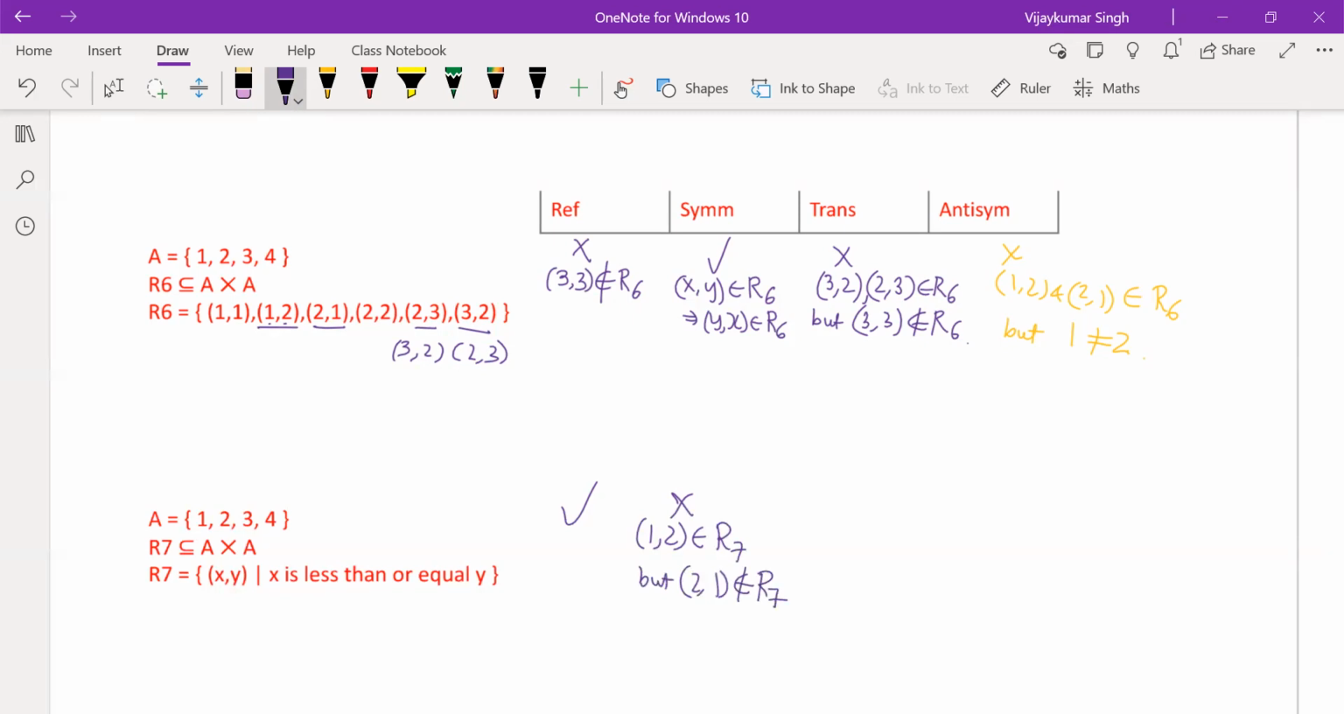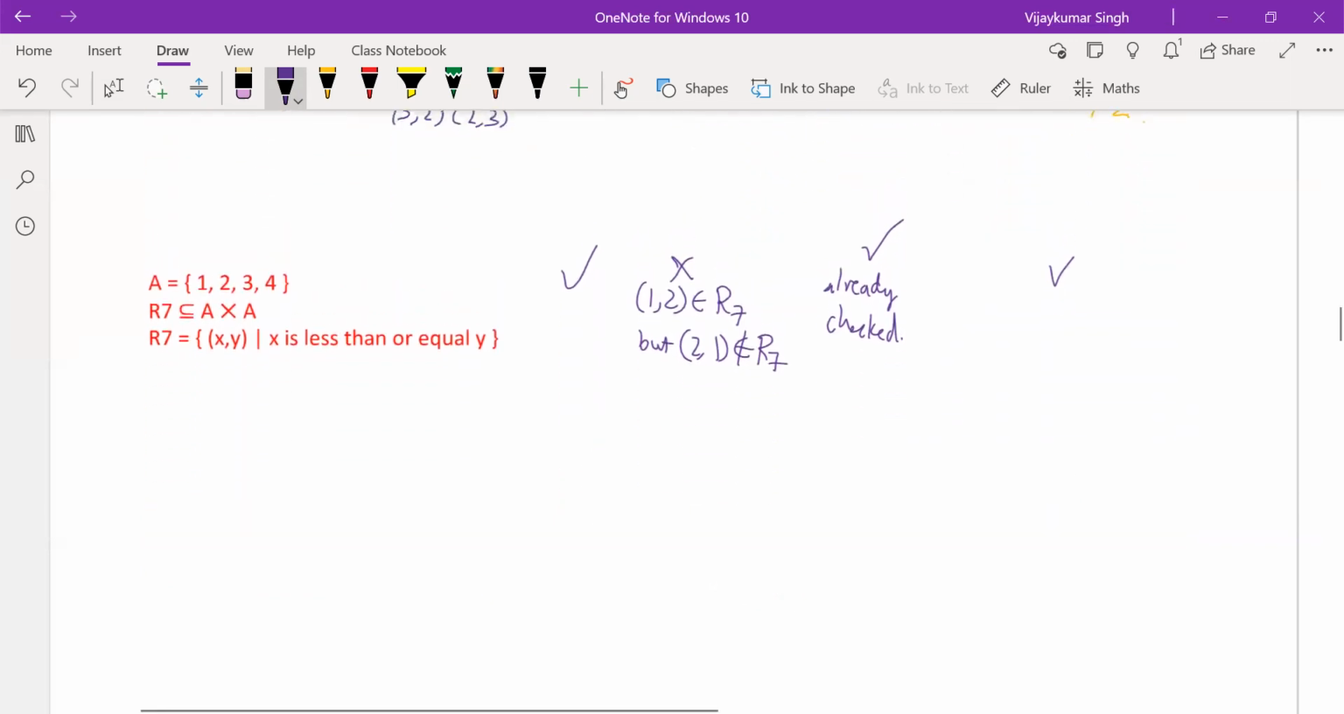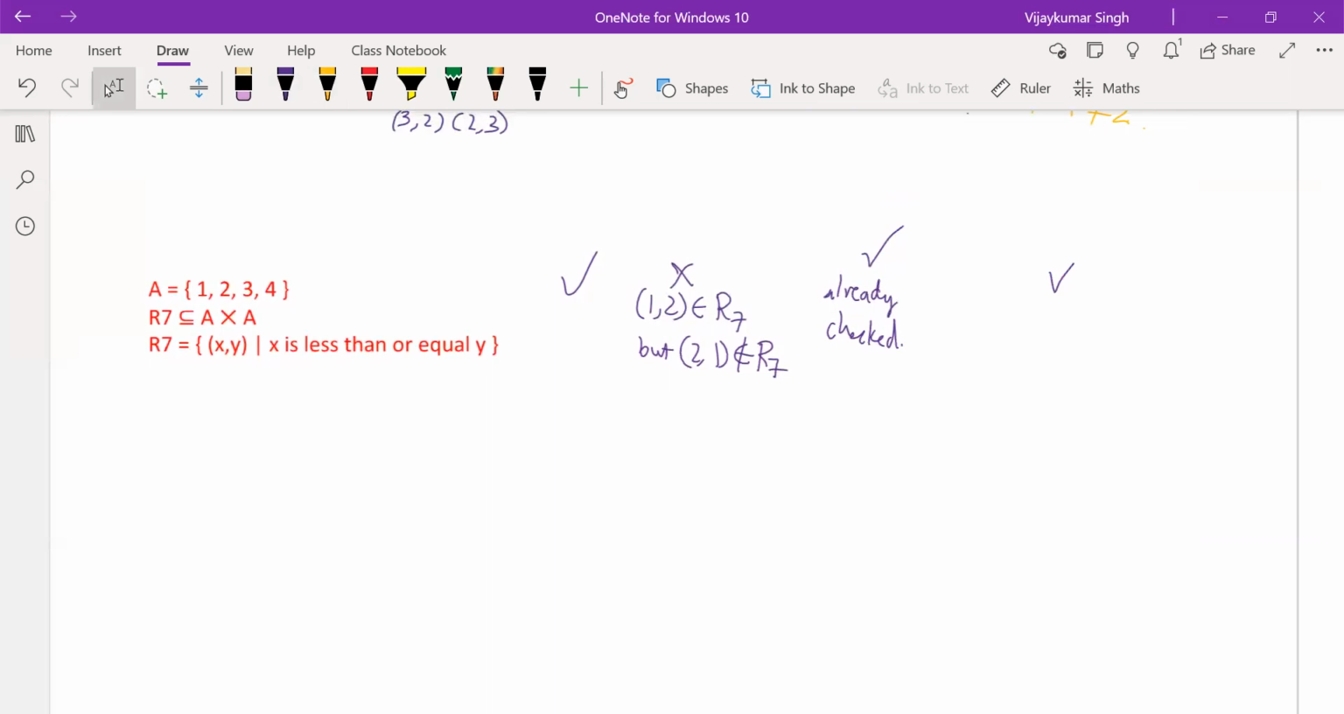Now, transitive. It is transitive. We already have checked this. Is it antisymmetric? We have also checked that. That is true. So this is reflexive, antisymmetric, and transitive. So this is the so-called partial order. Okay, makes sense, right? Now, question: can there be a relation which is all 4 of them? And the answer is yes.